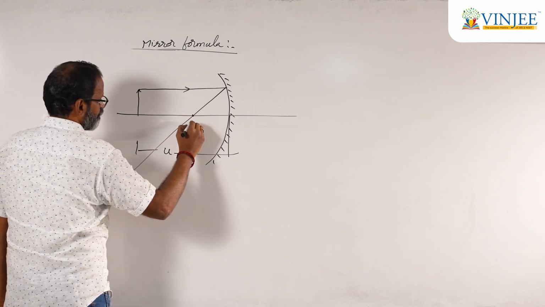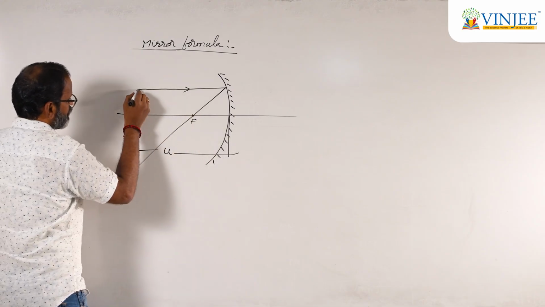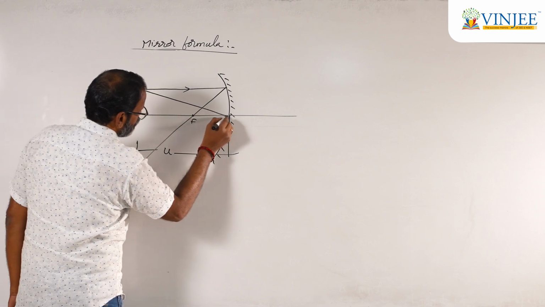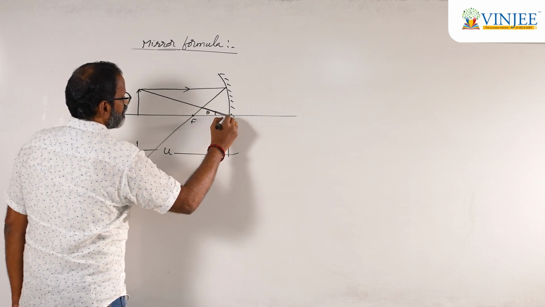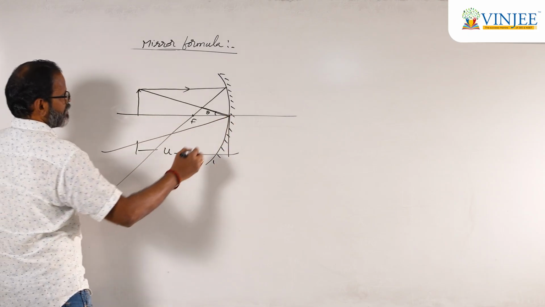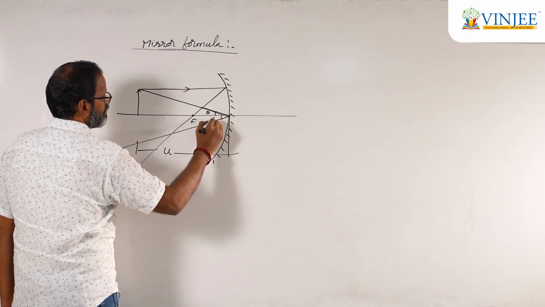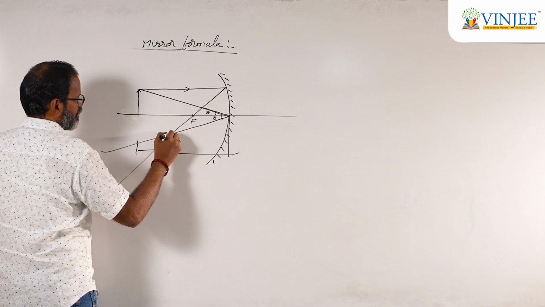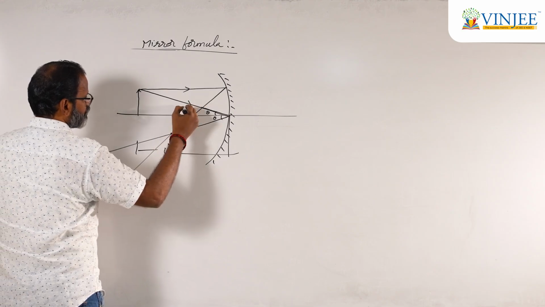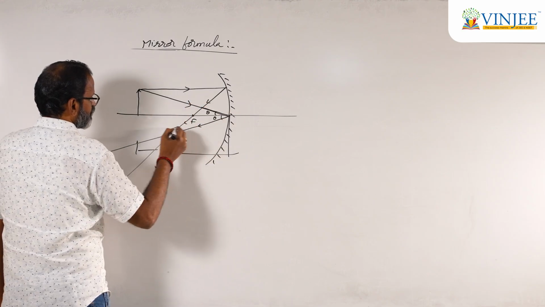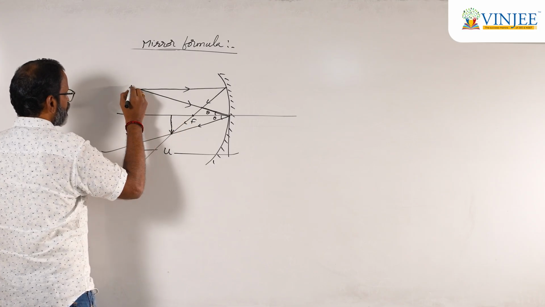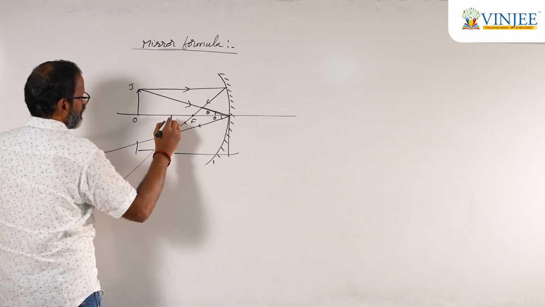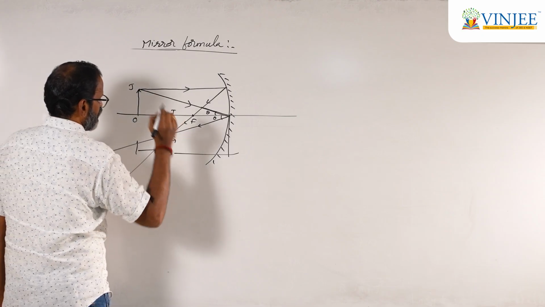This is called focus. If a light ray is incident by making an angle theta with the normal, then it is reflected by making the same angle theta. So now the point of intersection of these two reflected rays is the position of the image. This is the image formed. This is the object OJ and this is the image IG.